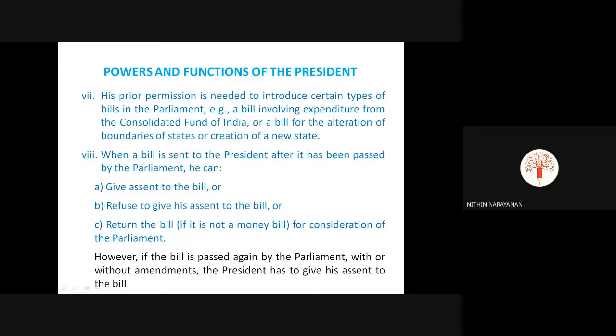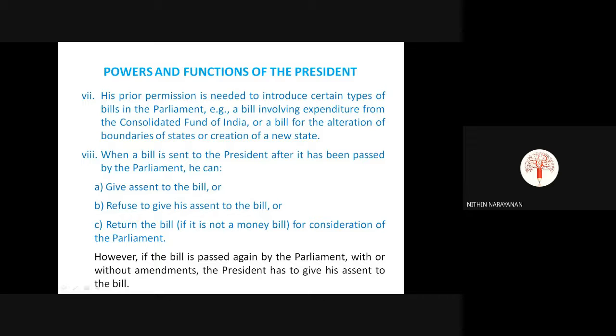Especially a bill involving expenditure from the Consolidated Fund of India, or a bill for the alteration of the boundary of a state or creation of a new state. Such a type of bill, issued from any of the houses or approved by both the houses, needs the assent or consent of the president. That means prior permission has to be taken. That's what I am telling. Prior permission has to be taken before passing such bills in either of the houses.